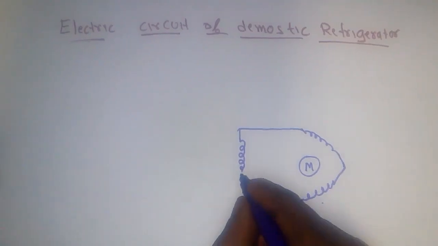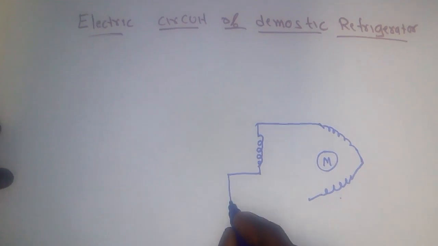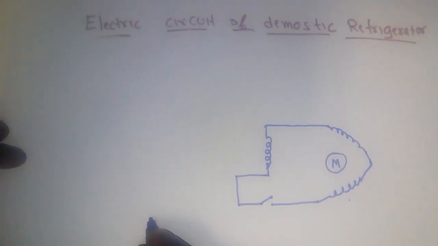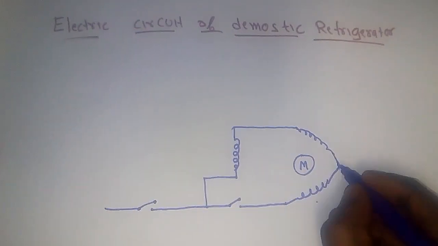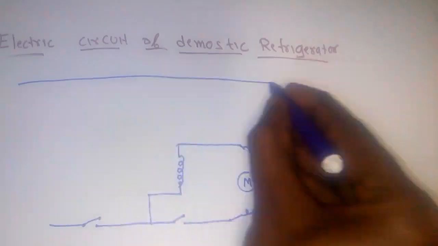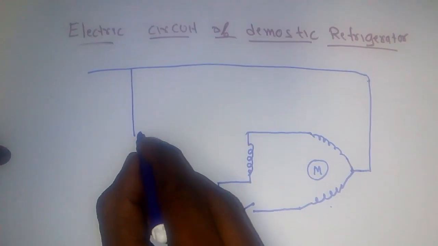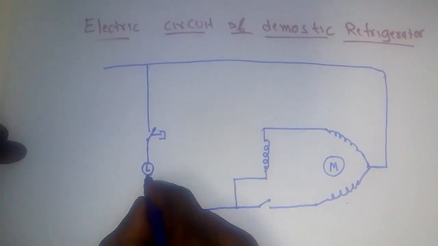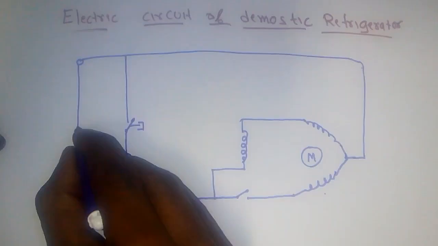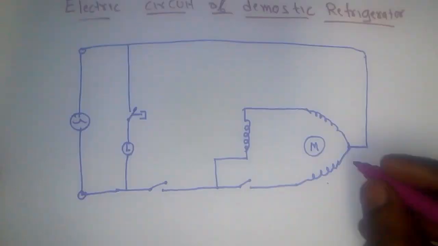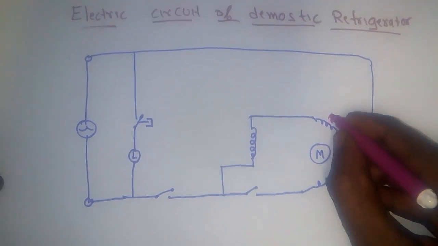The electric circuit diagram of a domestic refrigerator is very simple, and everybody can understand it if they pay a small attention to it. So now I will draw a basic domestic refrigerator diagram. Now I will label this diagram.